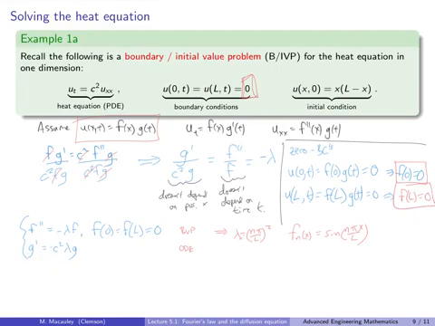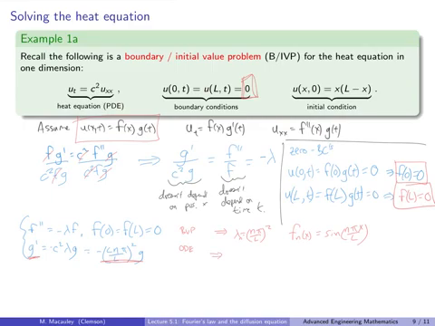So g prime is negative c squared lambda g. We know what lambda is now. It's n pi over L squared. So this is equal to negative c n pi over L squared g. So in other words, g prime equals this. And that's just exponential decay. g prime equals negative k g. We know how to solve that.